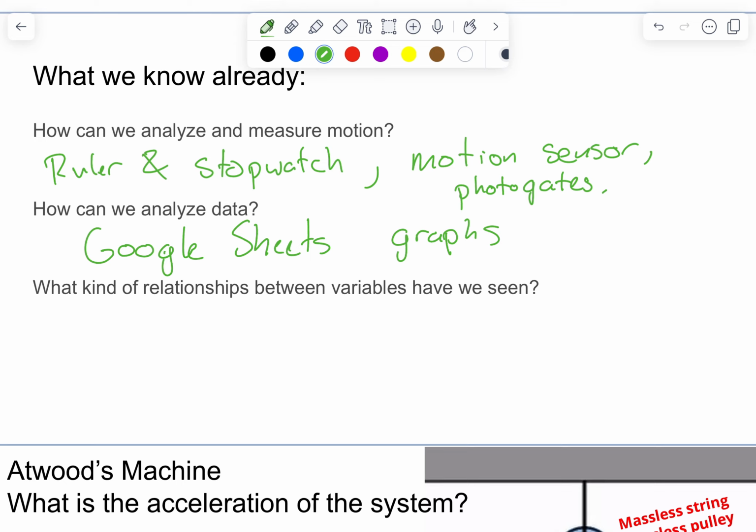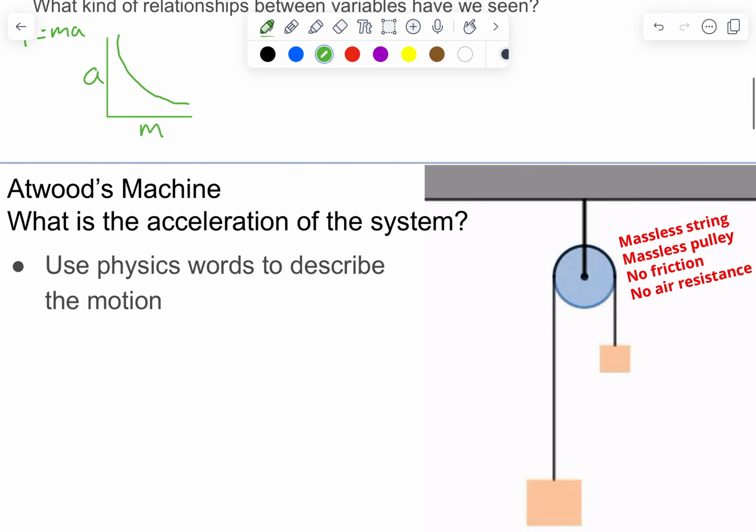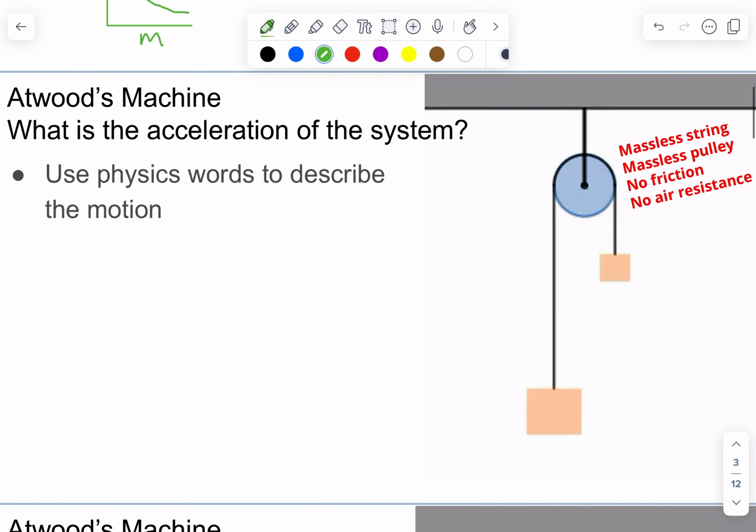One of the relationships that you guys actually saw in the patterns lab was with F equals ma: if we change the mass and measure the acceleration of the Atwood's machine, which is actually what we did, a modified Atwood's machine in the lab, we saw an inverse relationship between acceleration and mass. But we've seen tons of other ones. We've seen linear, quadratic, inverse squared. So today we're going to take a look at an Atwood's machine, and the acceleration of the system is our main goal. We're going to use physics words to describe the motion.